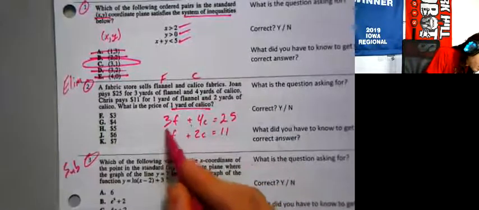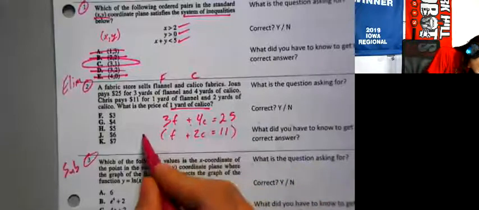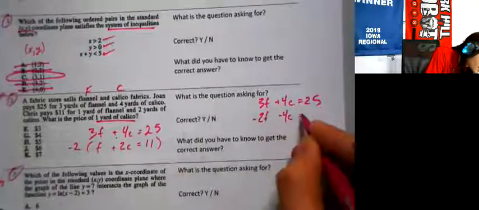You need to solve this system by either elimination or substitution. I think elimination makes sense here. What do you do here? You multiply all this stuff by, what are we going to do? Let's eliminate C. If we multiply everything by -2, what do we get over here? I'm going to rewrite 3F plus 4C is 25. You multiply everything there by -2, you get negative 2F minus 4C is negative 22. And when you add those up, your C's are gone, you get F equals 3.